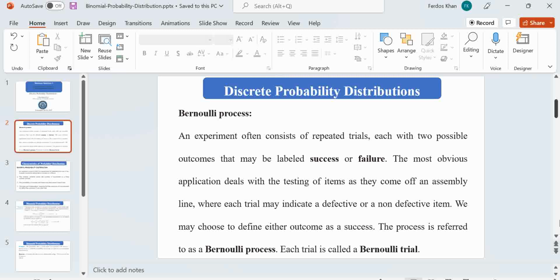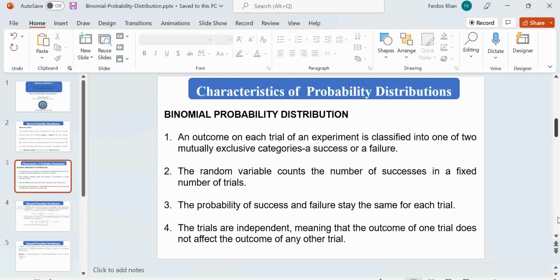So what is meant by a Bernoulli trial? Each trial is called a Bernoulli trial, and the process is the Bernoulli process. So the trial which has two possible outcomes, like success and failure, or defective and non-defective. So in the Bernoulli process, each trial is called a Bernoulli trial, but when we repeat these trials n number of times, then we say this follows a binomial distribution, the binomial probability distribution.